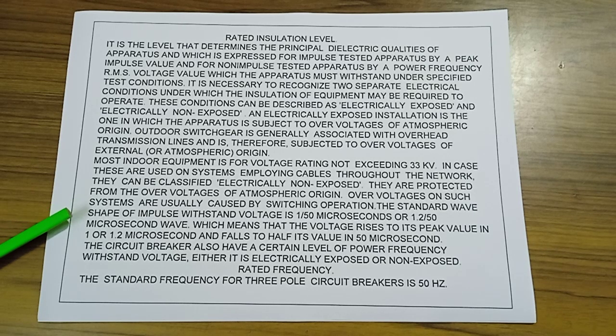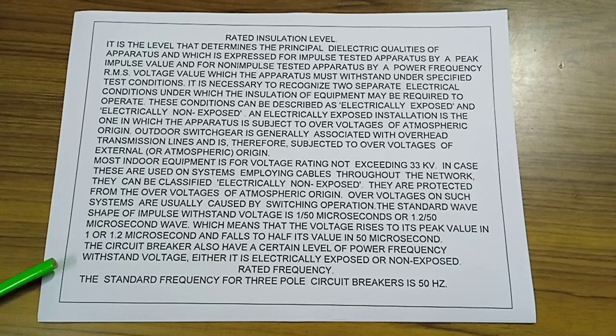The standard wave shape of impulse withstand voltage is the 1 by 50 microsecond or 1.2 by 50 microsecond wave, which means that the voltage rises to its peak value in 1 or 1.2 microseconds and falls to half its value in 50 microseconds. The circuit breaker also has a certain level of power frequency withstand voltage, whether it is electrically exposed or non-exposed.